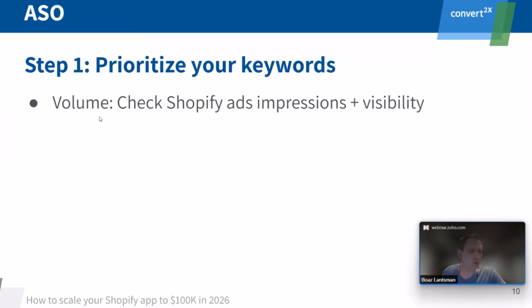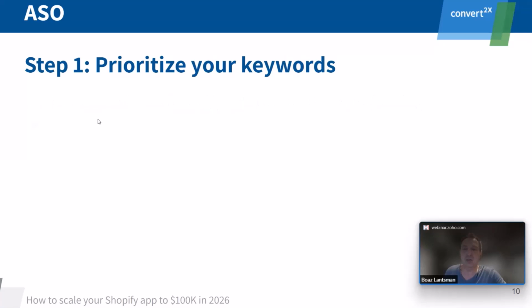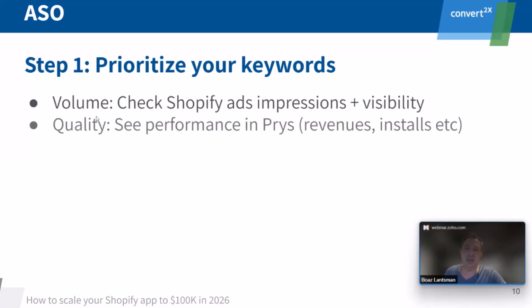But volume is not enough, because maybe some high volume keywords are just not so relevant for your app, and you don't get installs, you don't get paying customers. So the next thing you need to look at is quality. So quality, you can see some data in Shopify ads for sure, but you can also get really deep data, including revenues by keyword for Shopify ads in price. And it looks like this.